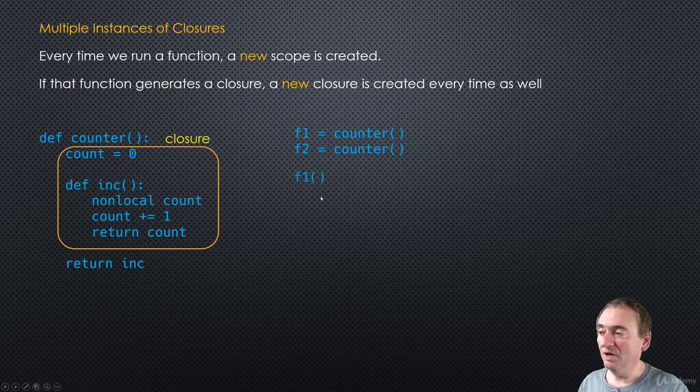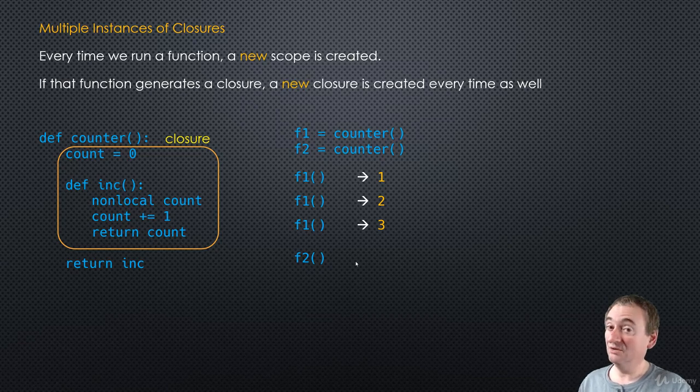Okay, so when we call F1, what happens? Well, we get 1, right? Same thing as before. If we call F1 again, we get 2, and then again we get 3, and so on. What happens when we call F2? It's its own closure. At this point we call F2, what's the value for count? It's 0, right? It's a different scope, and then it adds 1 to it, so it's going to return 1, all right?